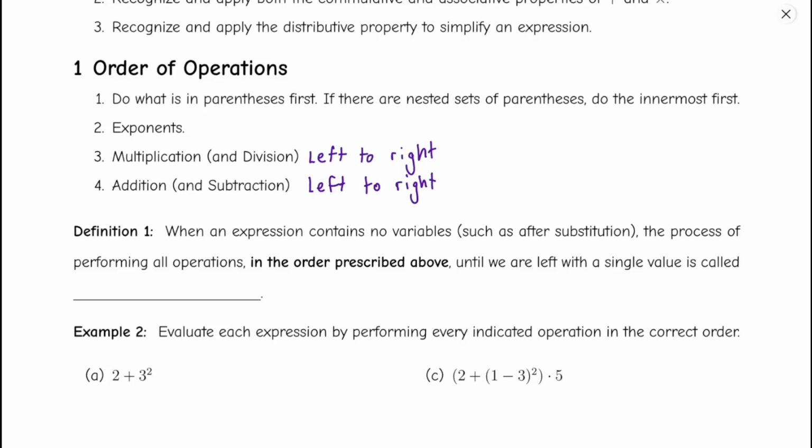So multiplication doesn't come before division, nor does division come before multiplication. You just do those in the order they appear in the problem. Definition 1. When an expression contains no variables, such as after substitution, the process of performing all operations in the order prescribed above until we are left with a single value is called simplifying.